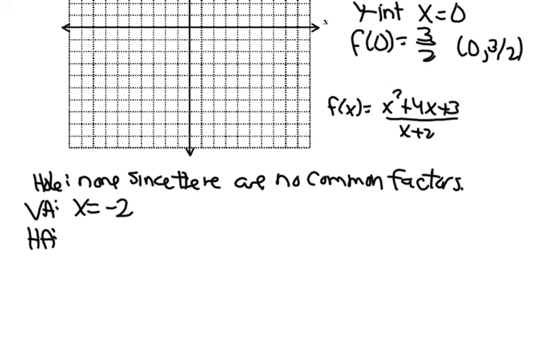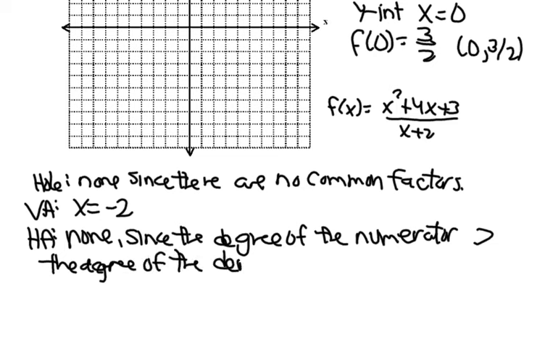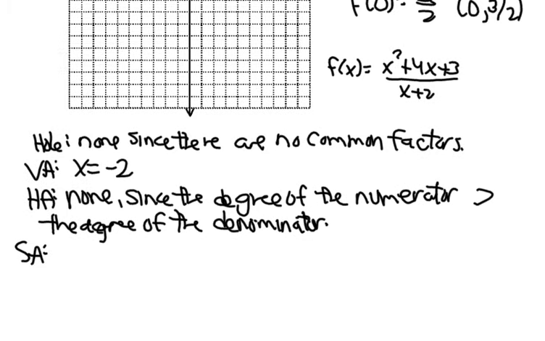Horizontal asymptote. Well, the degree of the numerator is larger than the degree of the denominator. What does that tell me? That there is none. Slant asymptote. There is going to be a slant asymptote because the degree of the numerator is larger than the degree of the denominator.